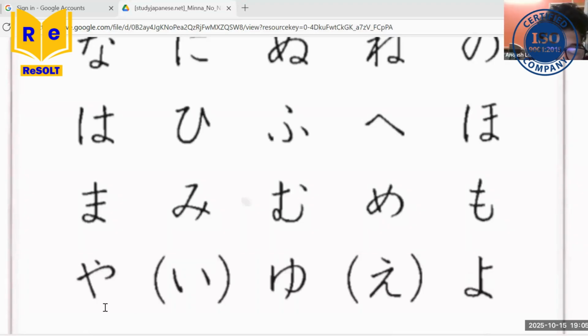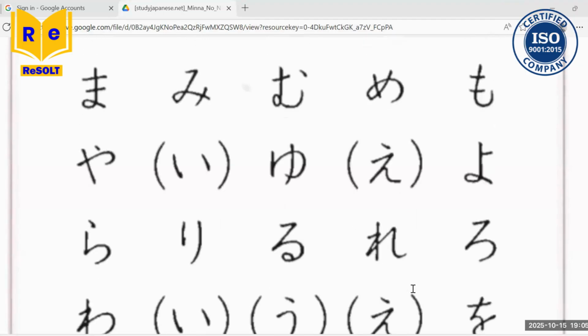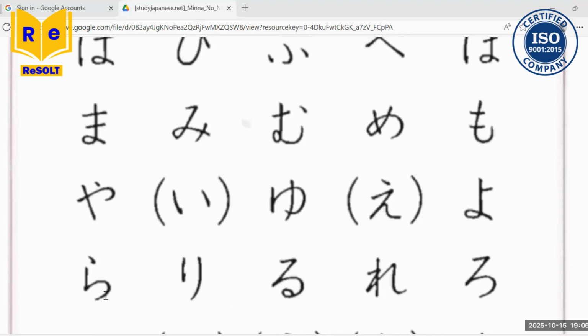Like this is the T line. No, no. T is already done. This is Y. Oh, okay. So this one is Ya, Y-A. Then what? Yu. Yes, correct. And that will be Yo. Yes. Now last line. One more line.